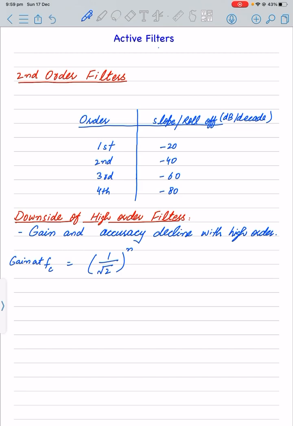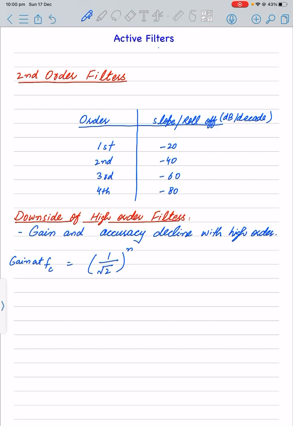So previously we have been studying about the passive filters, and within the passive filters we covered the low pass filters and the high pass filters and their characteristics, especially their frequency response. And then we also covered some information about the second order filters. So basically, we said that second order filters are required when we need some faster response for our filters.